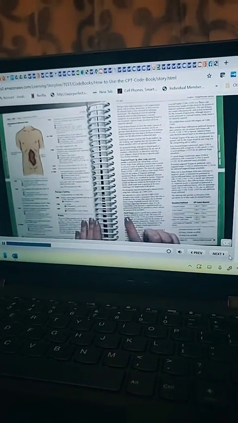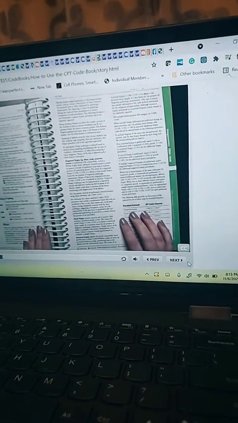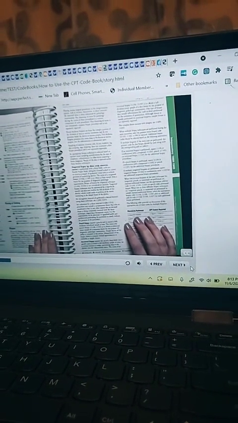Our second step includes reviewing all guidelines, conventions, symbols, and references. Let's start by reviewing the guidelines at the beginning of the subsection.